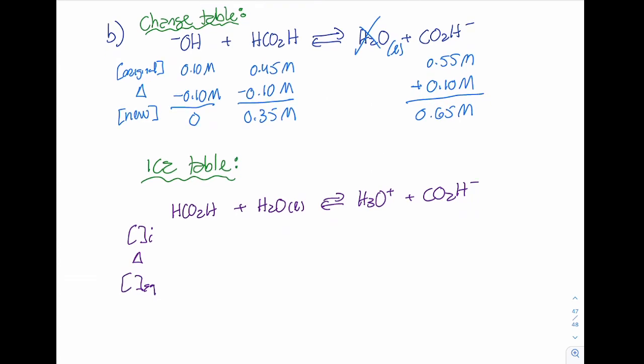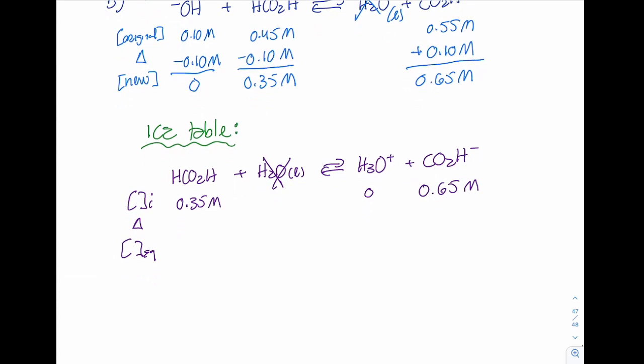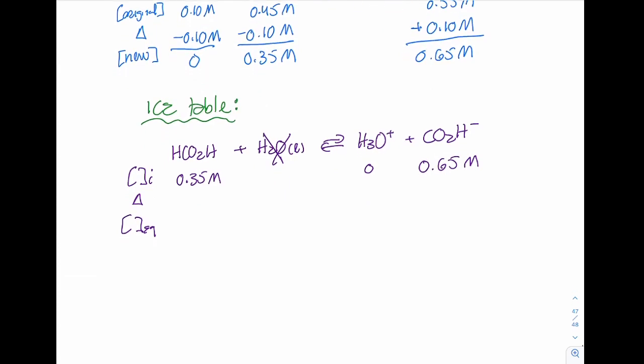And then again, we're using those new concentrations. So this is the number that's going to go here. This is the number that's going to go here. So 0.35 molar, 0.65 molar. And then it reacts. We don't know how much it's going to lose, so we're going to call it X.